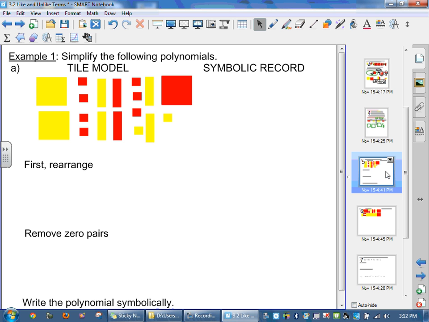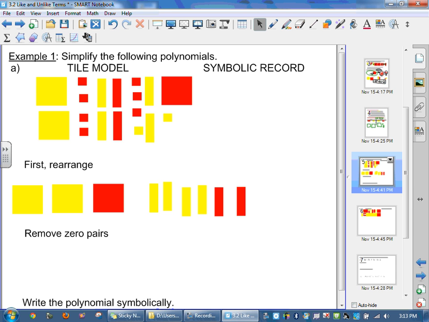So if we were to redraw this, we're going to have our yellows and our big boxes. There's my one group. Now my next group is going to have my sticks in it. I've got 4 yellow sticks, so I'm going to pull 4 yellow sticks down. And I've got 2 red sticks. There's my next group. And then I've got baby boxes. I have 7 red ones, and I've got my 2 yellow ones. Okay? And that takes care of all my tiles. Now I've grouped them together.